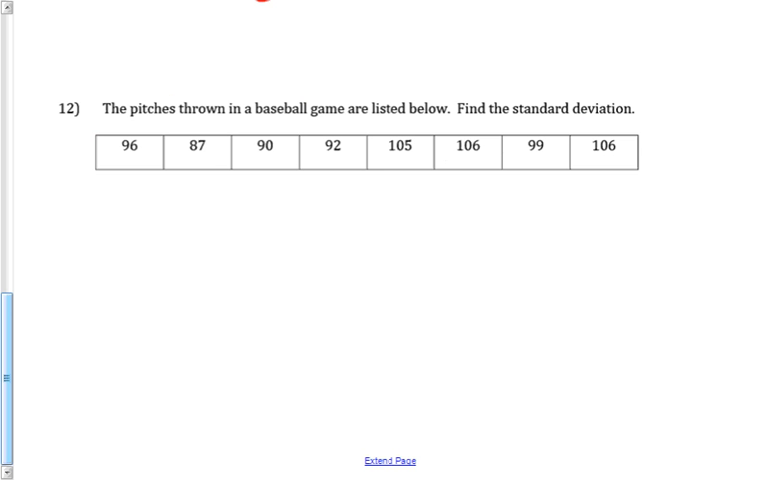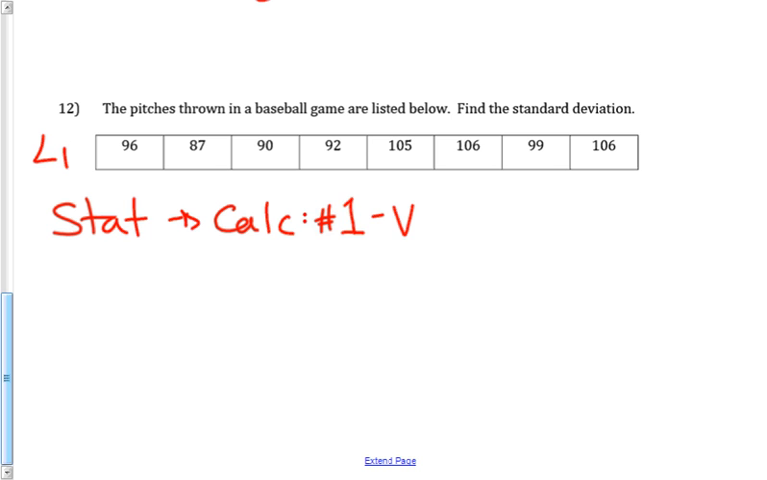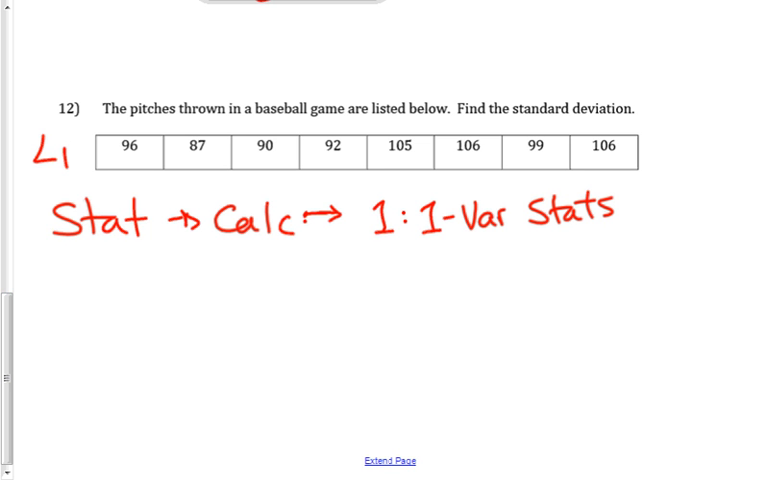Number 12, we're finding the standard deviation. So you're going to put all of this in list 1, and then you're going to go stat to calc, and you're going to select option number 1, which would be the one var stats. Once you've done that in one var stats, you're going to look for the symbol that looks like this, and it's got a little x next to it in your calculator. Remember, that's the symbol for standard deviation. In this case, the standard deviation is 7.087, or we'll round that to 0.88. It's 0.8 or 0.876.